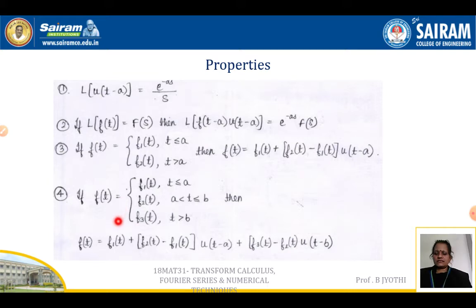The next property says, if f of t is f1 of t when t is less than or equal to a, f2 of t when t varies between a and b, and f3 of t when t is greater than b, then f of t can be written as f1 of t plus f2 of t minus f1 of t into u of t minus a plus f3 of t minus f2 of t into u of t minus b.